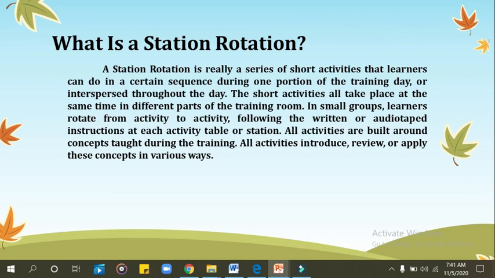In small groups, learners rotate from activity to activity, following the written or audio tape instructions at each activity table or station. All activities are built around concepts taught during the training. All activities introduce, review, or apply these concepts in various ways.